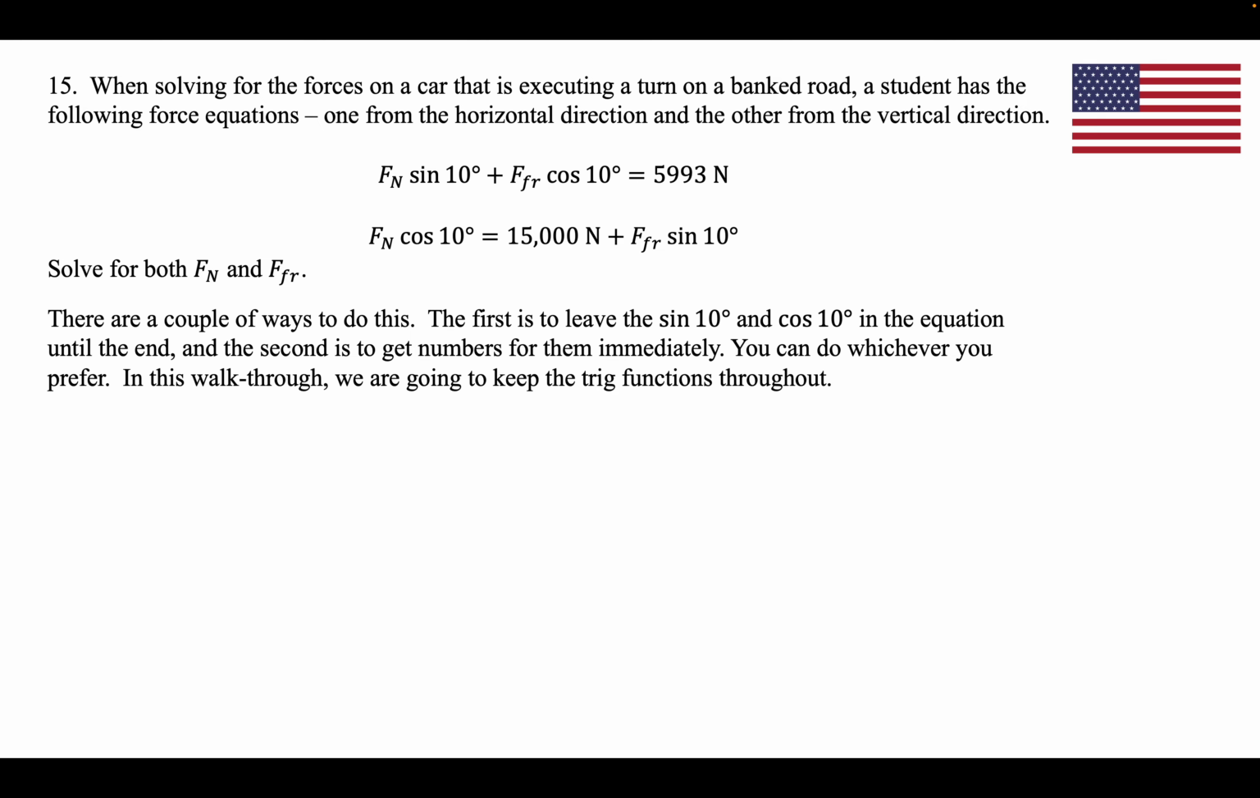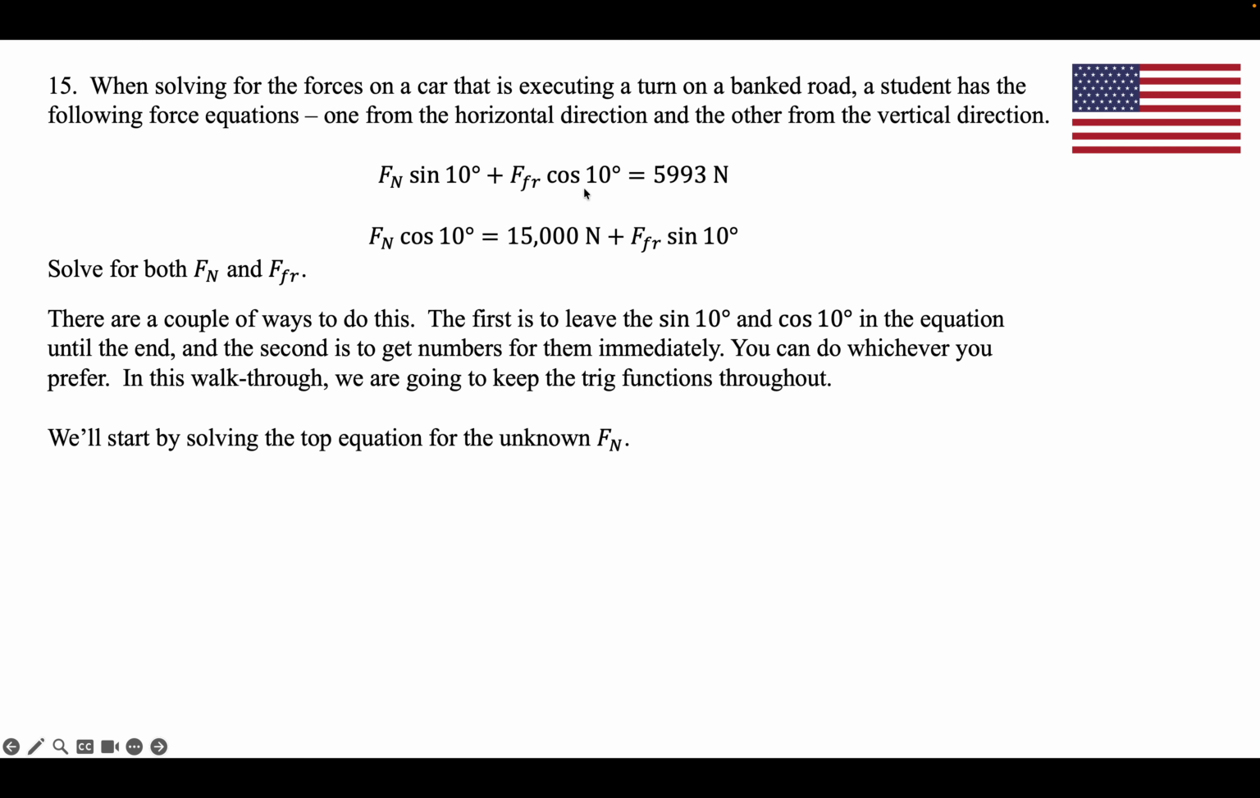One way to do this is to keep the sines and the cosines throughout, only substituting in them at the very end. Another is to substitute values as soon as you see the sine and the cosine. We're going to keep them throughout. You can do whatever you want. So we're going to solve the top equation for the unknown, Fn.